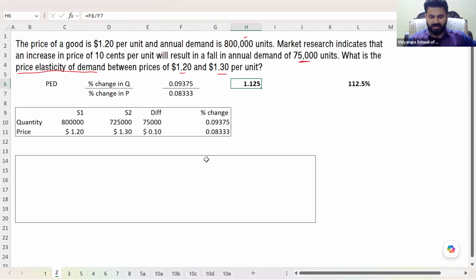There's a bit more obviously that we have to cover. We need to also understand the dynamics of the point method, and more importantly, why are we learning all this? We learn PED, we learn to calculate this, so that we can understand how it can affect the pricing. So we have seen two levels of elasticity.